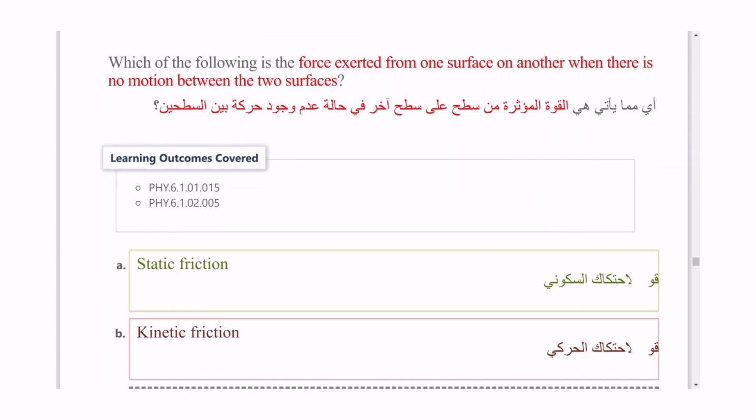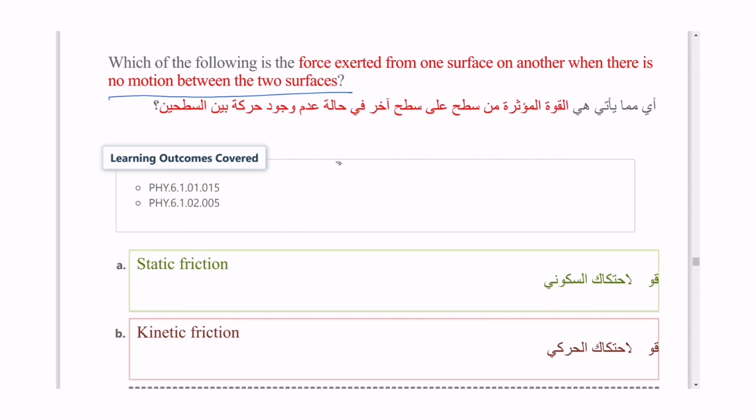We are discussing question number 17. Which of the following is the force exerted from one surface on the other when there is no motion between two surfaces? When an object is moving or tends to move over a surface, there will be a frictional force acting.